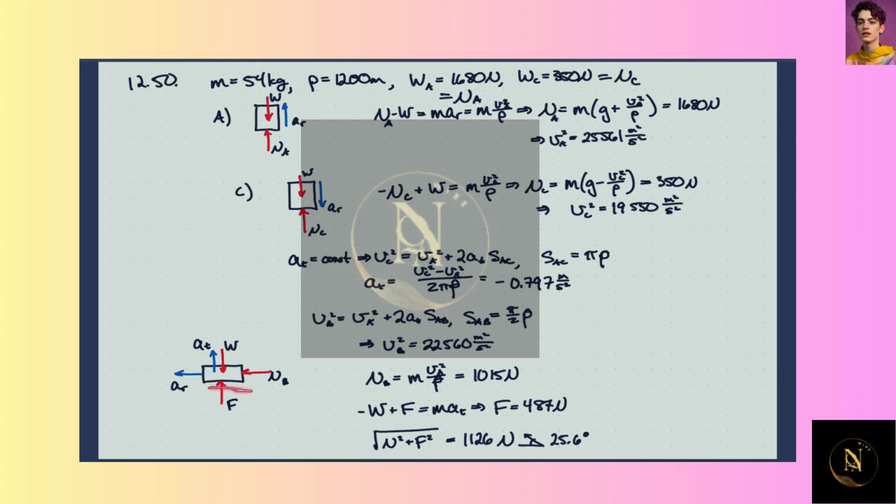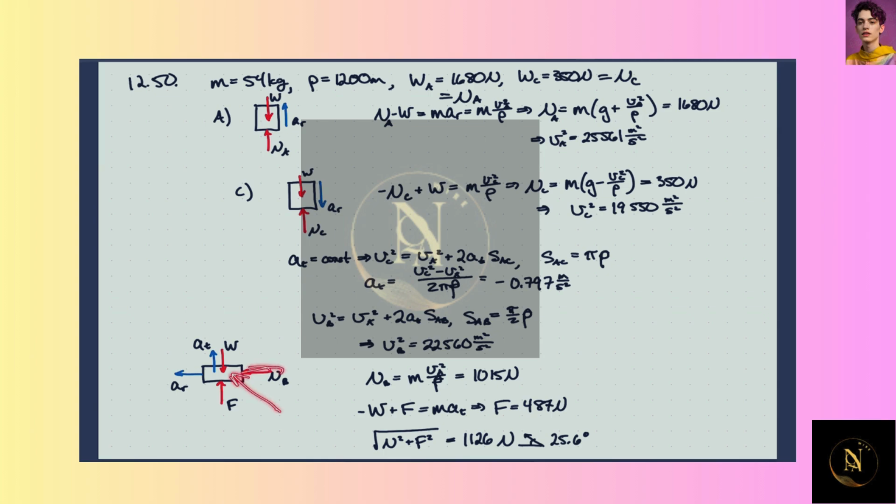Now on the back of the seat, the back of the seat would be this. And so for a force balance in this direction, we get minus W plus F equals m times the tangential acceleration. And that tells us that the force from the back of the seat is 487 newtons.